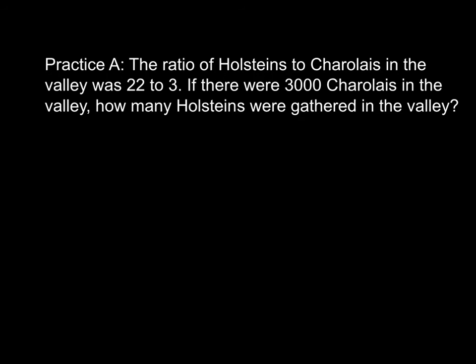The problem says the ratio of Holsteins to Charolais in the valley was 22:3. If there were 3,000 Charolais in the valley, how many Holsteins were gathered in the valley? I'm going to use H and C for the ratio. The ratio of Holsteins to Charolais would be H on top, C on the bottom. It says that it was 22:3.